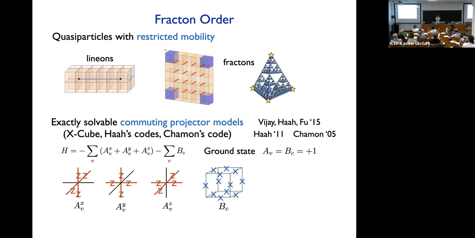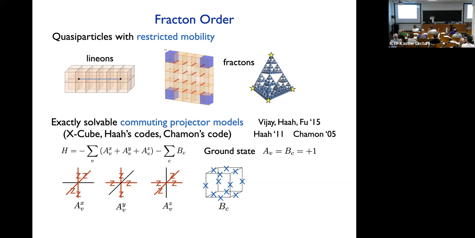Just think about a three-dimensional cubic lattice. For each XY, YZ, and XZ plane, you think about the nearest neighbor bonds in that plane, and you have a product of sigma Z Pauli operators on that plane. All these Pauli operators live on the links of the cubic lattice. So you can do that for the X, Y, and Z planes.